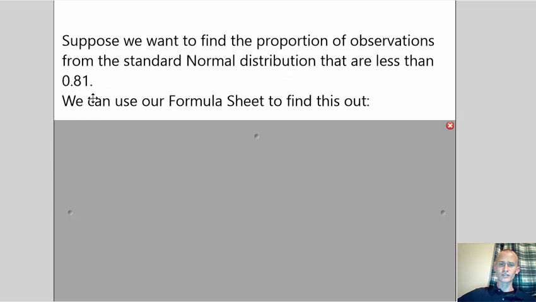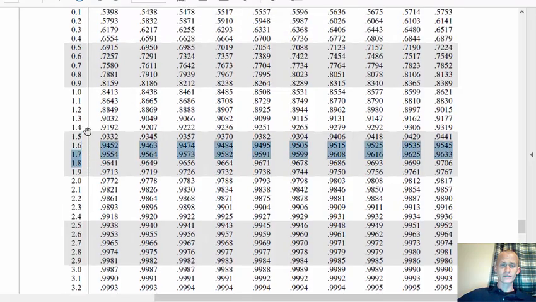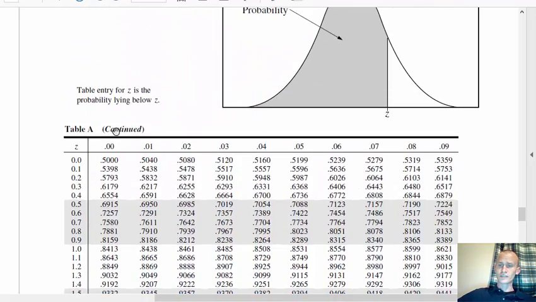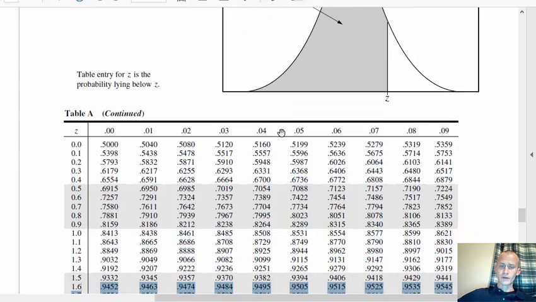So here is our first one. Suppose we want to find the proportion of observations from a standard normal distribution that are less than 0.81. So we're talking about a z-score of 0.81, because we're talking about our standard normal distribution. We can use our formula sheet to help answer that question. So here is our AP formula sheet. If you scroll up to the top, you can see the standard normal distribution curve, and it has a little z on it. That tells you you're in the right location. There's a couple different ones, but this is the one we want.